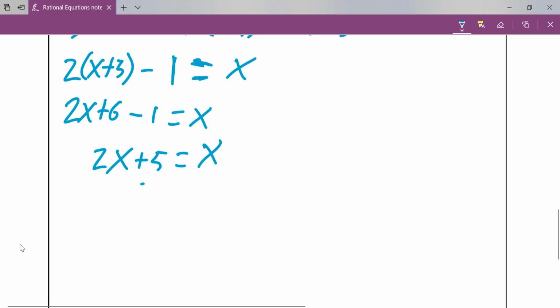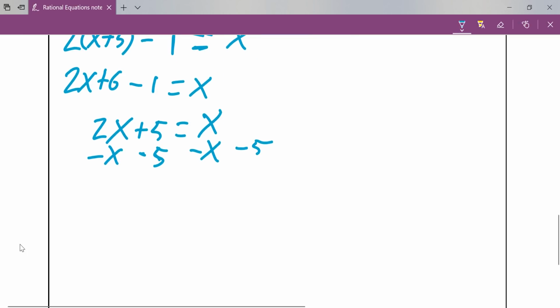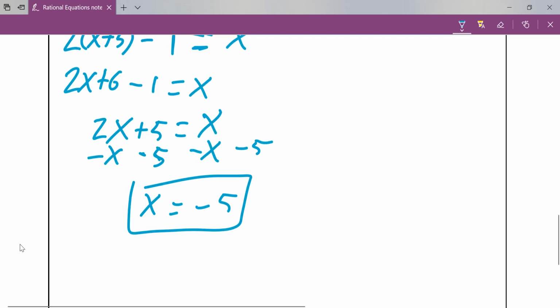So we want to move the 5 over by subtracting. I want to subtract 5. And we also want to move this x over so that we just have our x's on one side. So we're going to subtract x. We're going to be left with x is equal to negative 5. That is our answer.